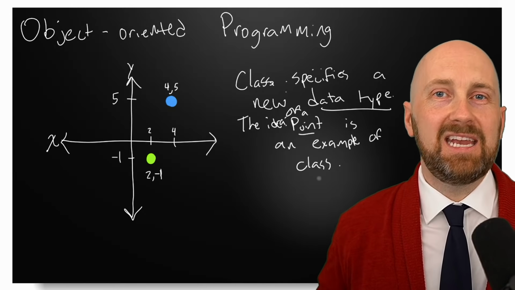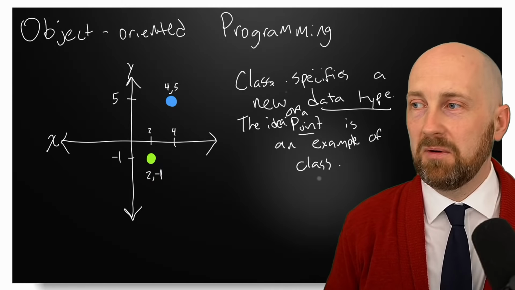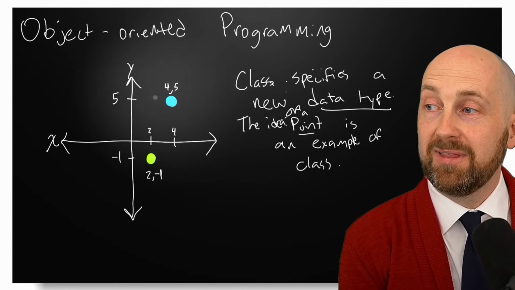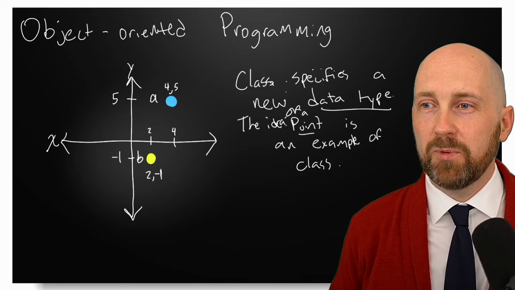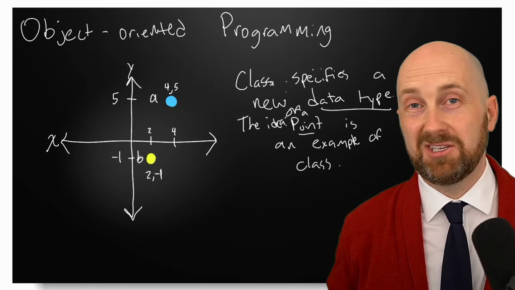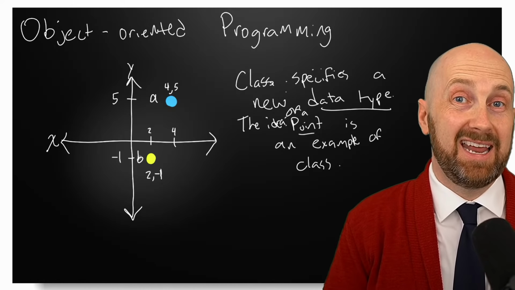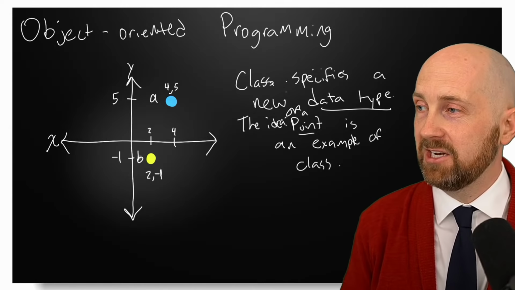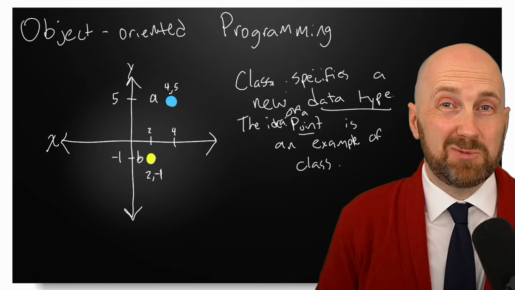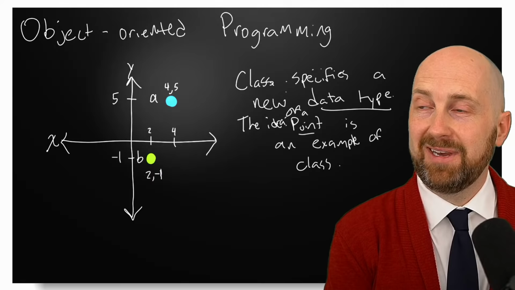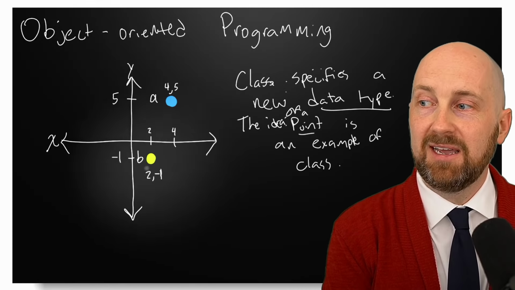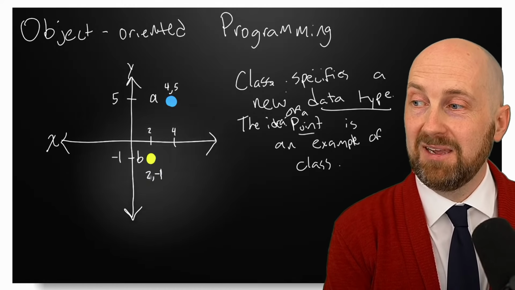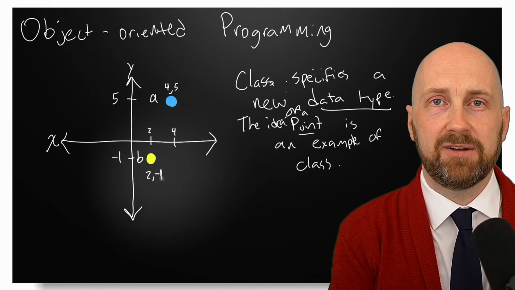Well, I could put the name A on this point and the name B on this point. When we think about a point in general, it's just something that has two attributes, an X attribute and a Y attribute. But we can think about specific points. Like here, there's a specific point A whose X attribute is 4 and whose Y attribute is 5. And this is a specific point B whose X is 2 and Y is -1.